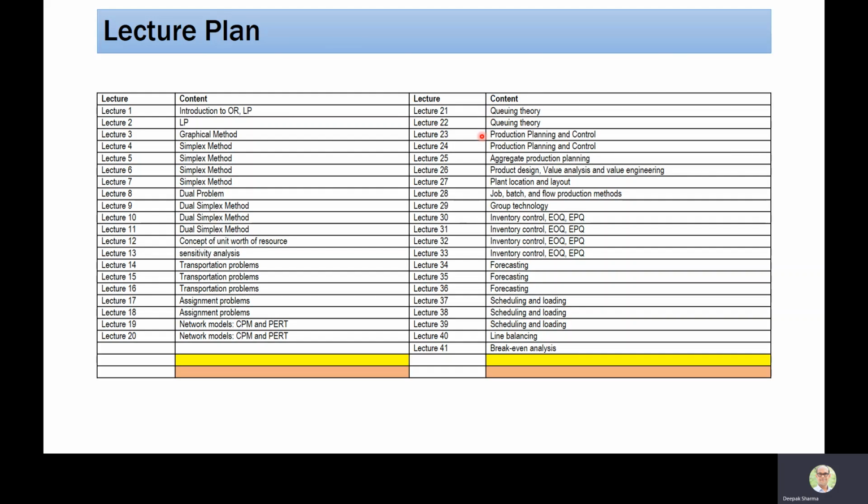Thereafter, we will be discussing the industrial engineering part that includes production planning and control, aggregate production planning, product design, value analysis and engineering, plant location and layout, job shop flow production method, group technology, inventory control, forecasting, scheduling, line balancing, and break-even analysis. So these are the contents that we are going to follow in this particular course.